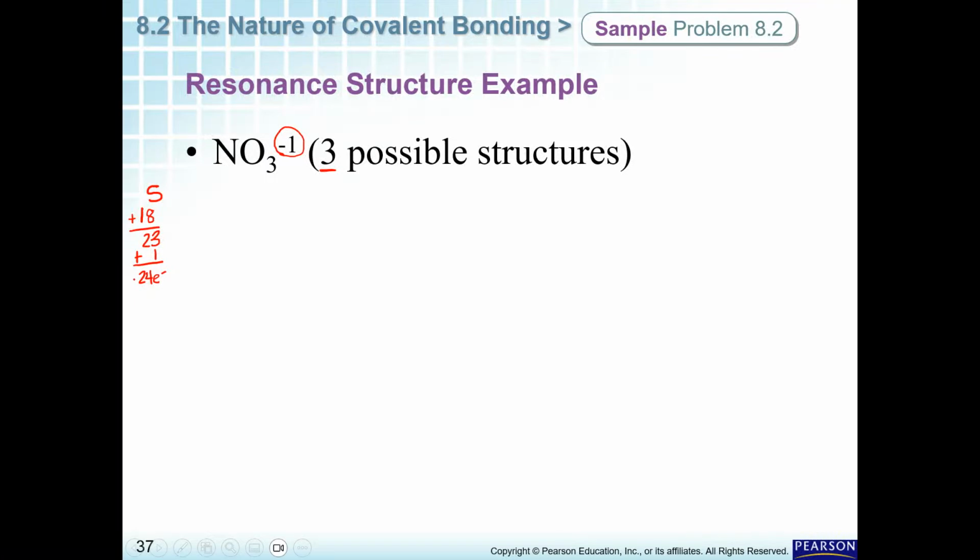This amount of electrons will not change between all 3 structures in order to make sure that it's resonance. So here we're going to have 3 structures. We're going to have nitrogen in the middle of every single one of these. And then each of those nitrogen are going to be bonded to 3 oxygen.